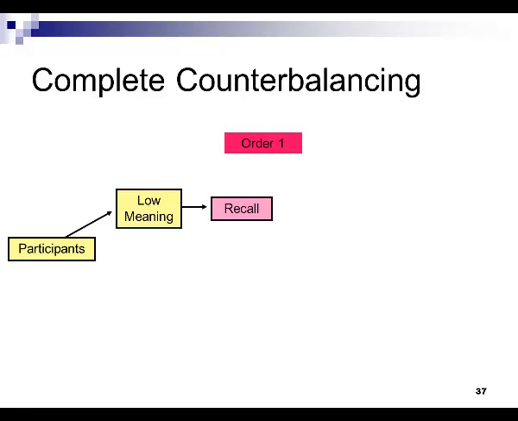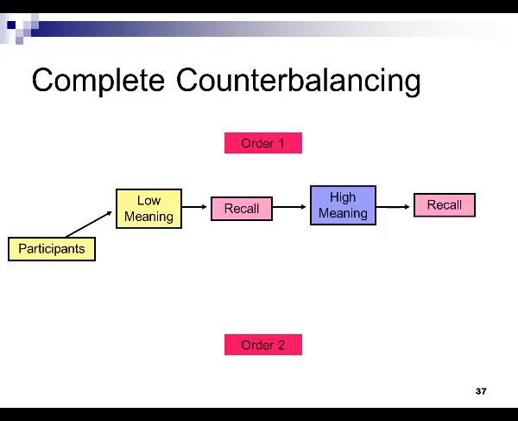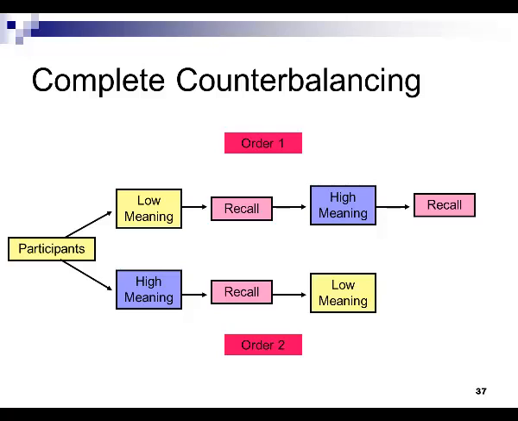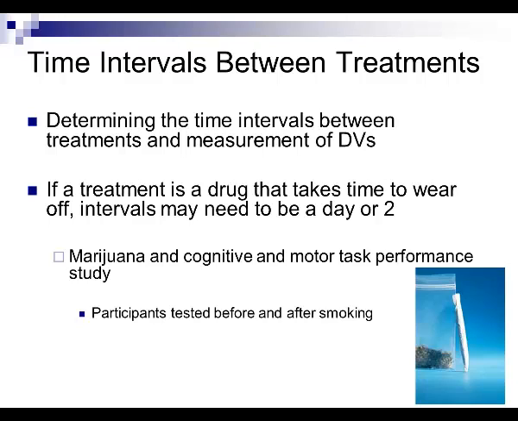So here's an example. In the first order, with our meaningfulness information, we have some participants who are in the low meaningfulness example first, or manipulation first. They're asked to recall, and then they're exposed to the high meaningfulness condition, and then they're asked to recall. Well, again, in order to completely counterbalance, we have half of the other participants who are exposed to the high meaningful condition first, and then, as you might guess, they're asked to recall, and then they're exposed to the low meaningfulness condition, and again asked to recall.